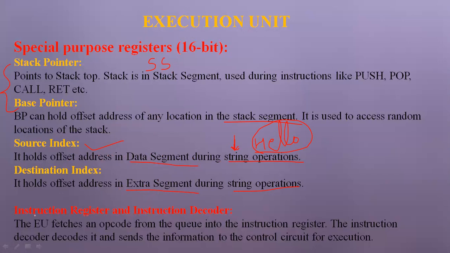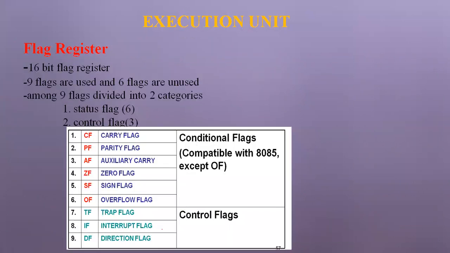We have to get the data from the segment register, instruction register and instruction decoder. It is used to fetch an opcode from the queue into the instruction register. The instruction decoder decodes it and sends the information to the control circuit for execution.